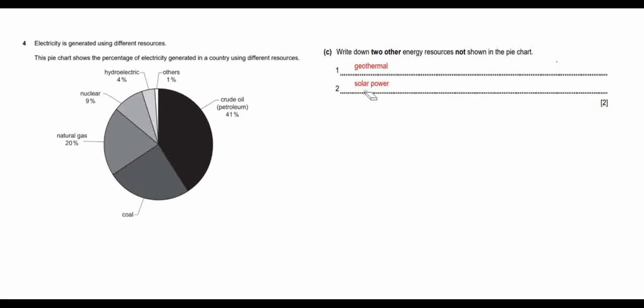This is an example of a correct answer: geothermal, solar power. You may also have other options as the correct answer. There's no wind, so you can say wind, tidal, biomass. Okay, let's move on.